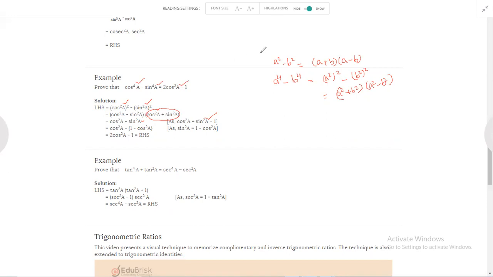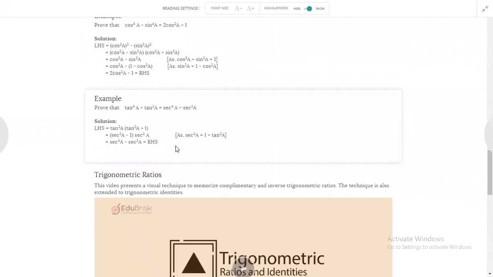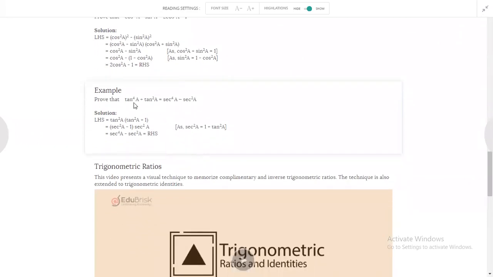So this is the way of doing it, and for each and every problem there will be an easy technique for doing the question, which if you know, it will be very easy. So you need to practice questions like this, so that it will be easy. One more example we will see.